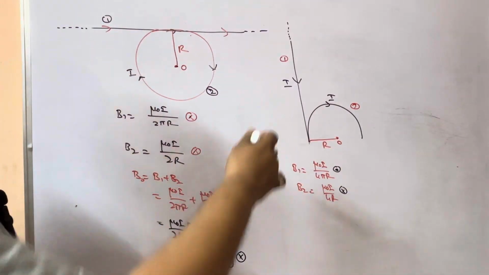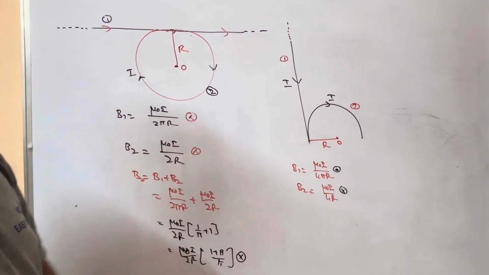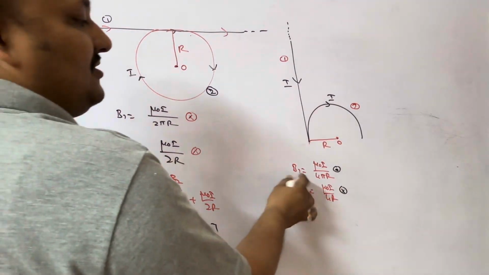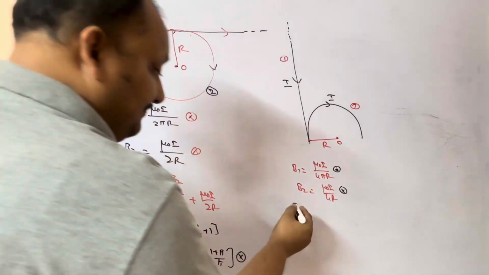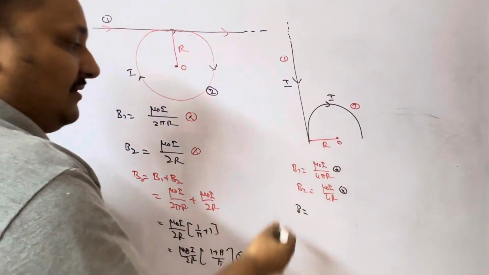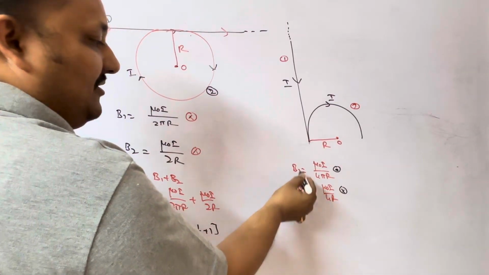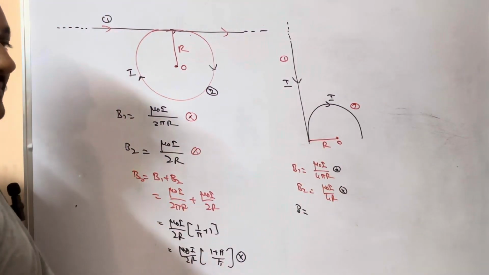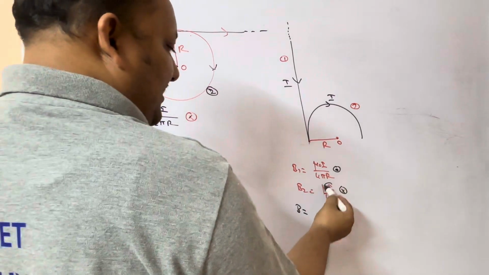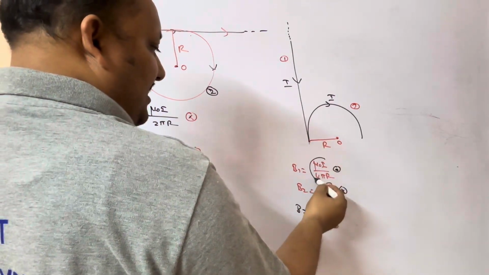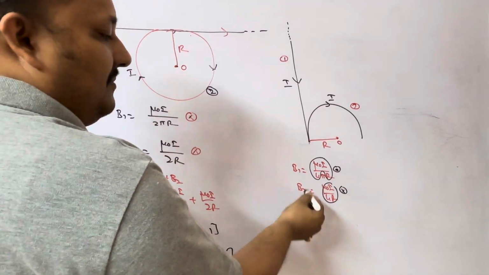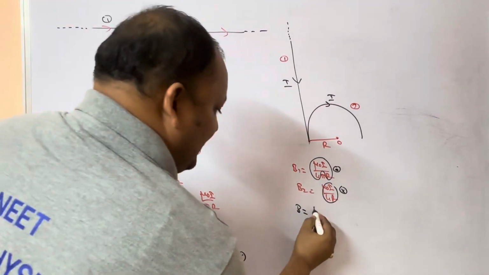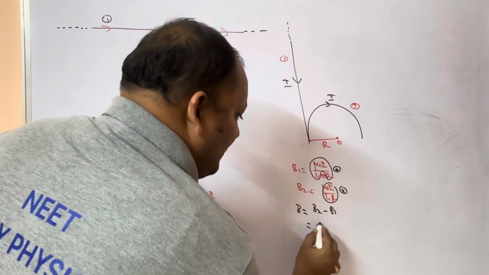Again, whenever inside outside, one is positive, one is negative. Therefore, one is positive, one is negative means opposite direction means subtraction, means B is equal to either you should do B1 minus B2 or B2 minus B1. Which is higher? Here mu naught I by 4r is there. Here mu naught I by 4r is divided by pi. Therefore, which is higher? B2 is higher. Therefore, resultant is B2 minus B1.